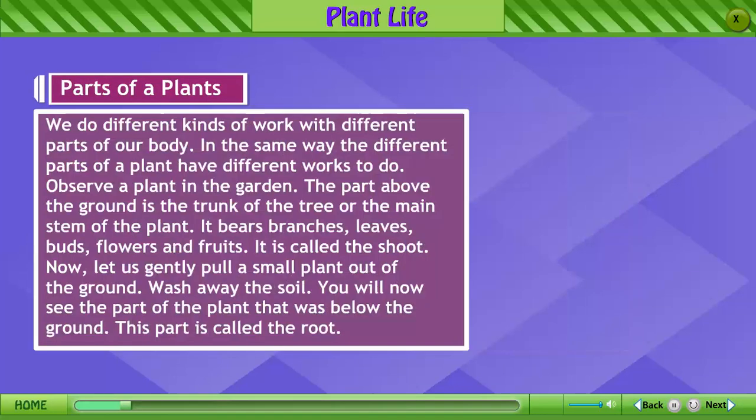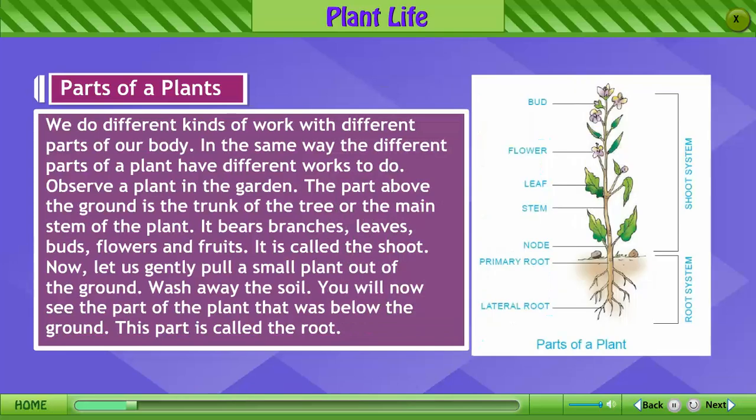Parts of a plant. We do different kinds of work with different parts of our body. In the same way, the different parts of a plant have different works to do. Observe a plant in the garden. The part above the ground is the trunk of the tree or the main stem of the plant. It bears branches, leaves, buds, flowers, and fruits. It is called the shoot.